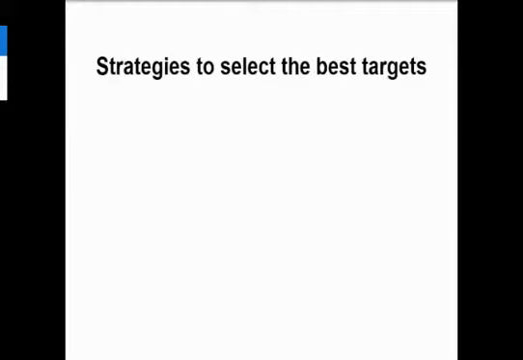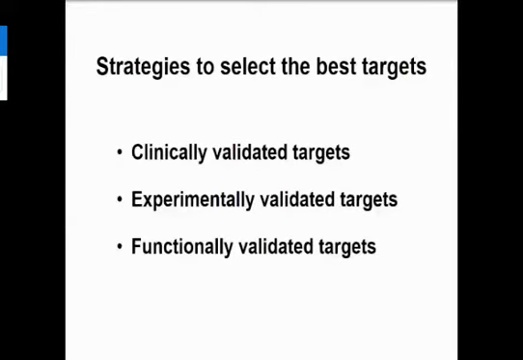Okay, if you're thinking about embarking on a project to make a therapeutic antibody, how do you select what target to make an antibody to? Well, there are, I guess, three broad things you could target. You could go for something that's already clinically validated, so there are already antibodies out there to the target. You could go for experimentally validated targets, where you're pretty sure it's going to work, but they haven't been targeted yet. And finally, the sort of thing that we do in the lab with basic research, we try and find new functionally validated targets. And I'll go through each of these in turn.